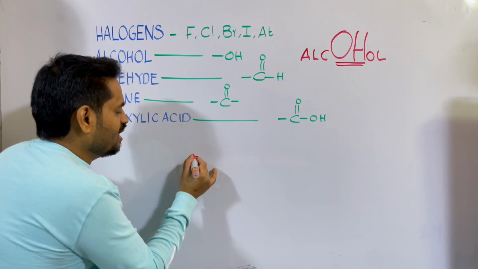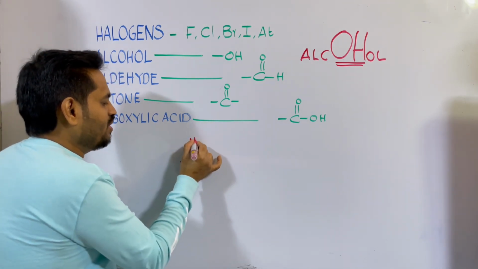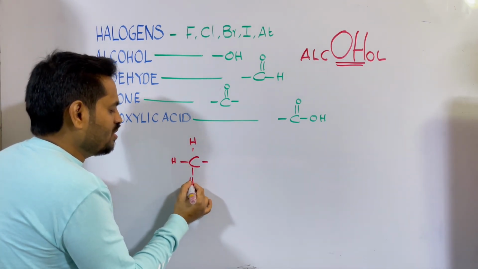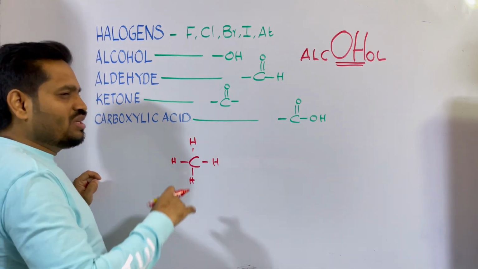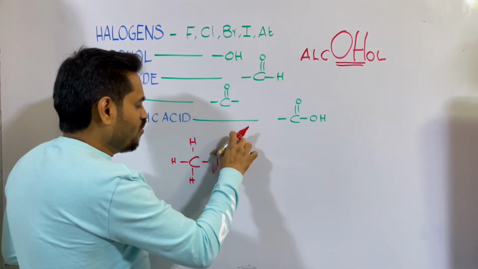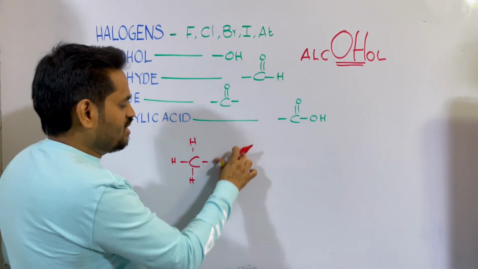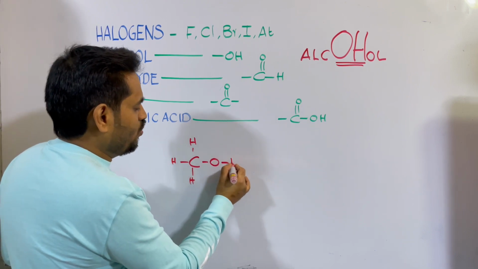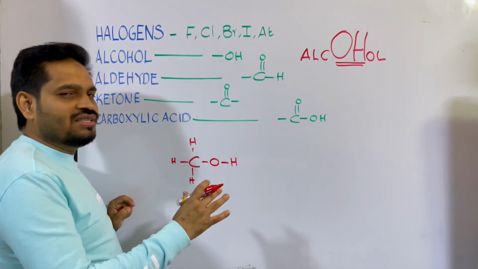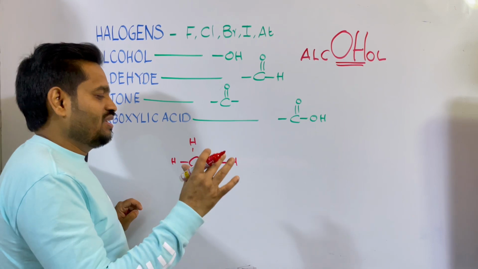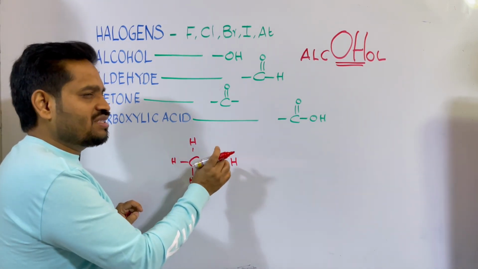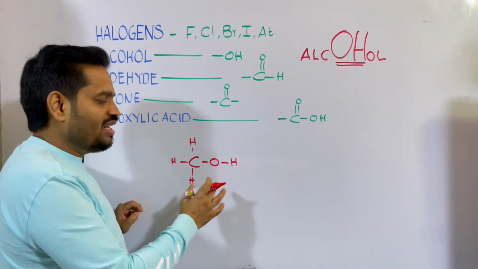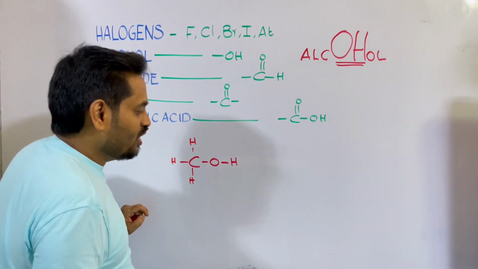First of all the simplest one among the carbon compounds is called methane. So substitute or remove one of these hydrogens and instead of that we are going to attach OH like this, and this is called the first alcohol, the derivative of methane, and it's called methanol, isn't it?